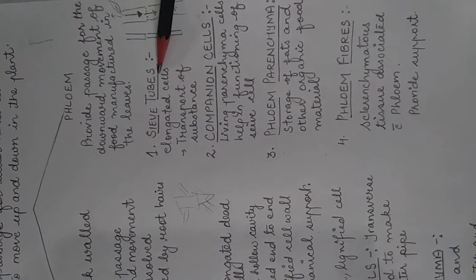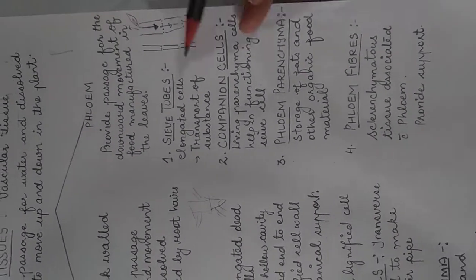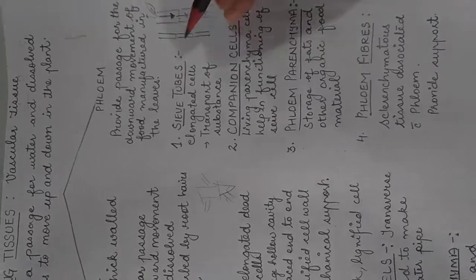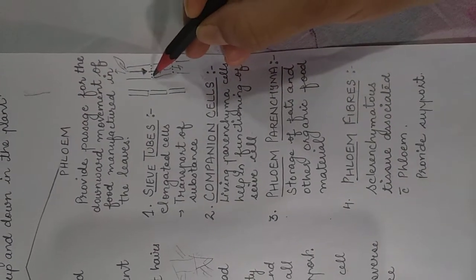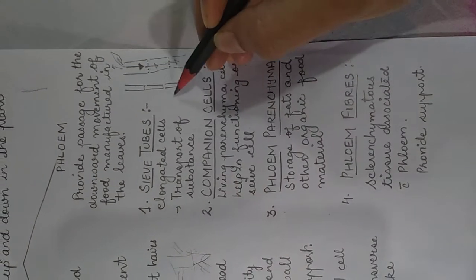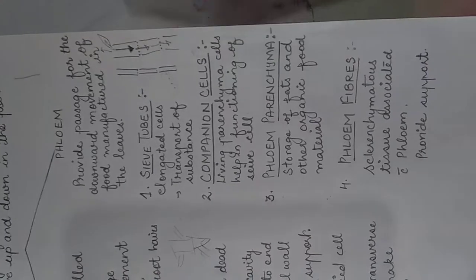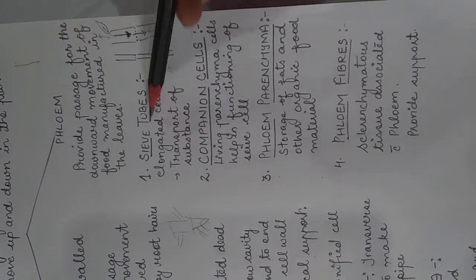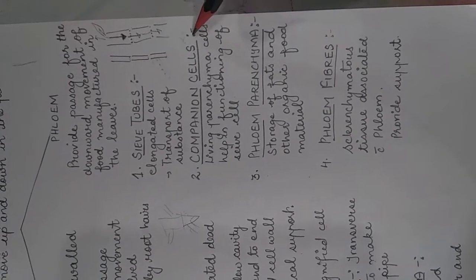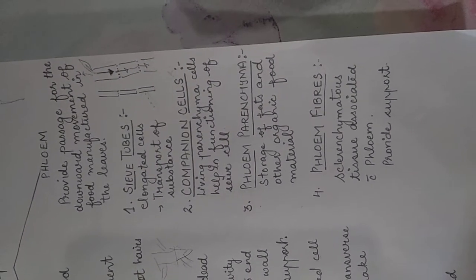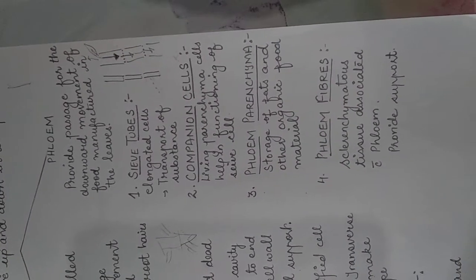First of all, the sieve tubes. The sieve tubes got their name because these are elongated cells and the transverse walls have some perforations like the perforations present in a sieve. Some perforations are there that look like a sieve. So these cells got their name as sieve tubes. Second is the companion cells. Companion cells are living parenchymatous cells and they help in the functioning of these sieve cells.